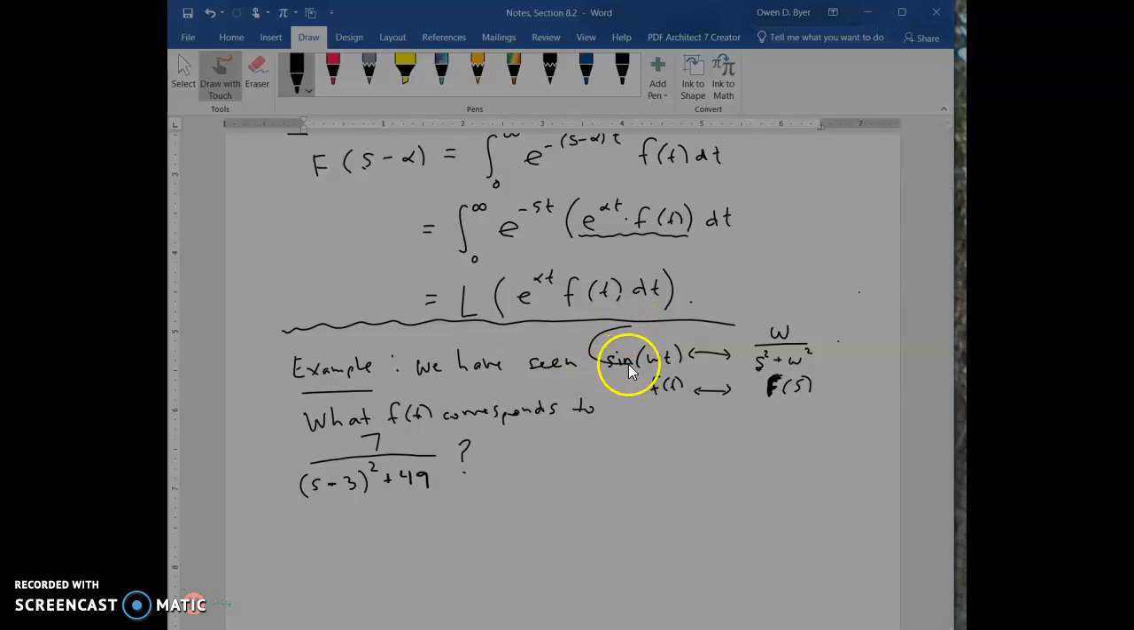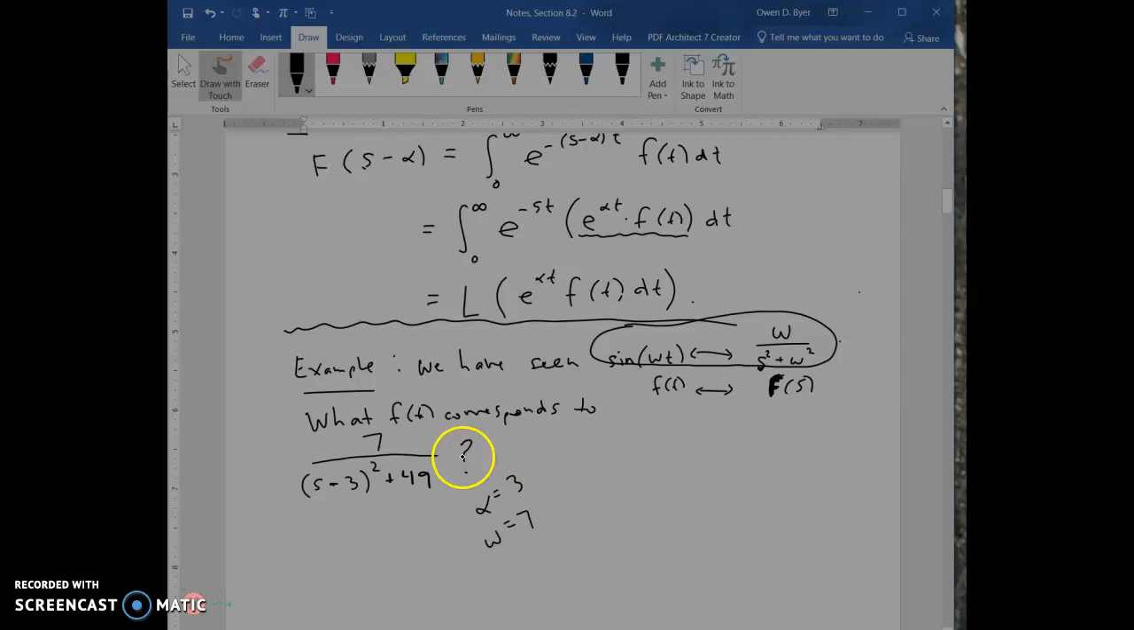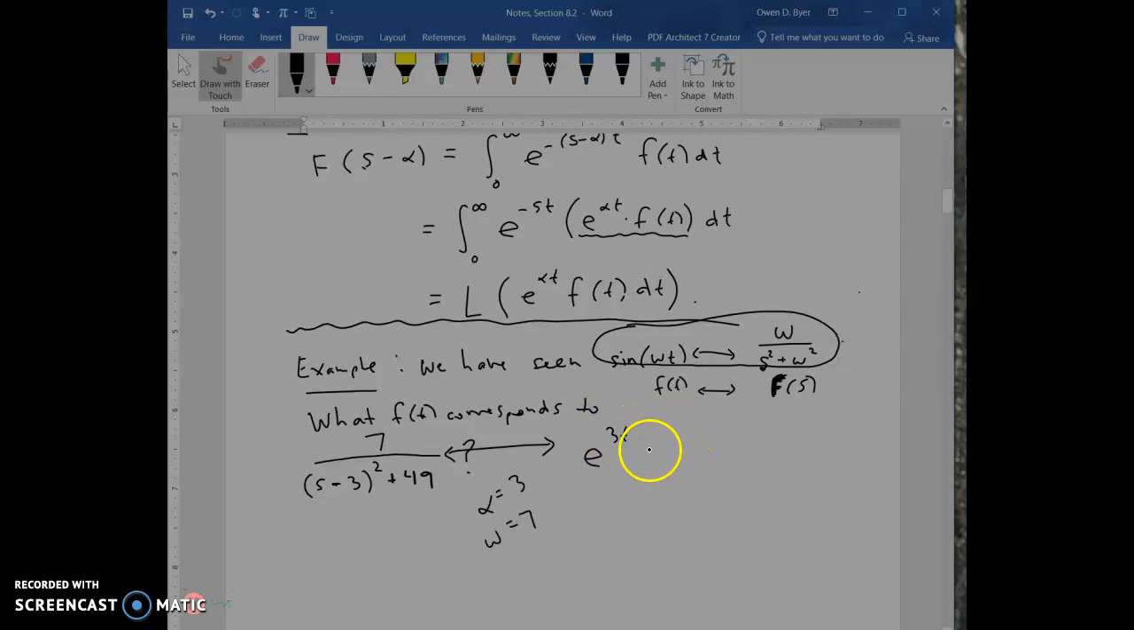So there's always this one-to-one correspondence between your function f and its Laplace transform. So going the other direction, if I gave you the Laplace transform here, what would it be? And this is just a simple application of the theorem. We've shifted it by 3, so our alpha is equal to 3. In the setup here, I have that omega is equal to 7. So this one here is going to correspond to e to the 3t, since alpha is 3. And my little f is the sine function. And in this case, omega was 7.